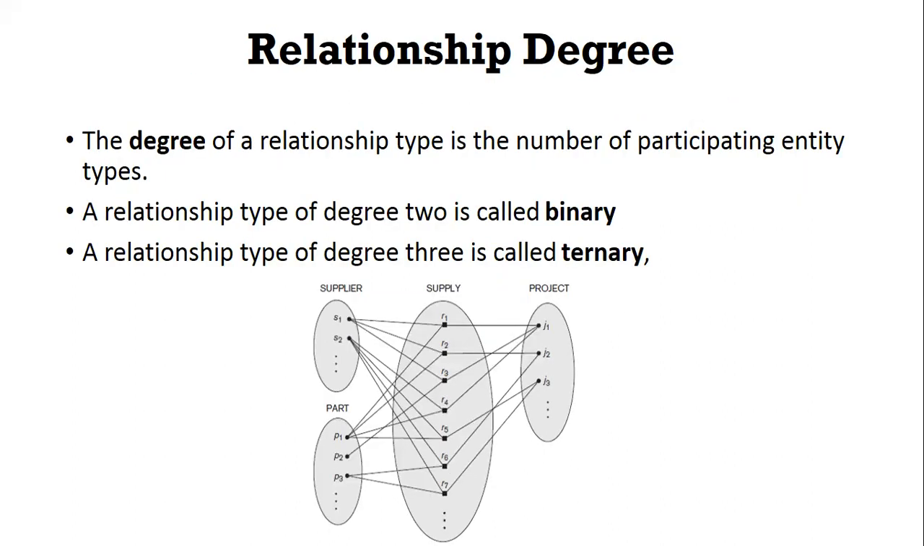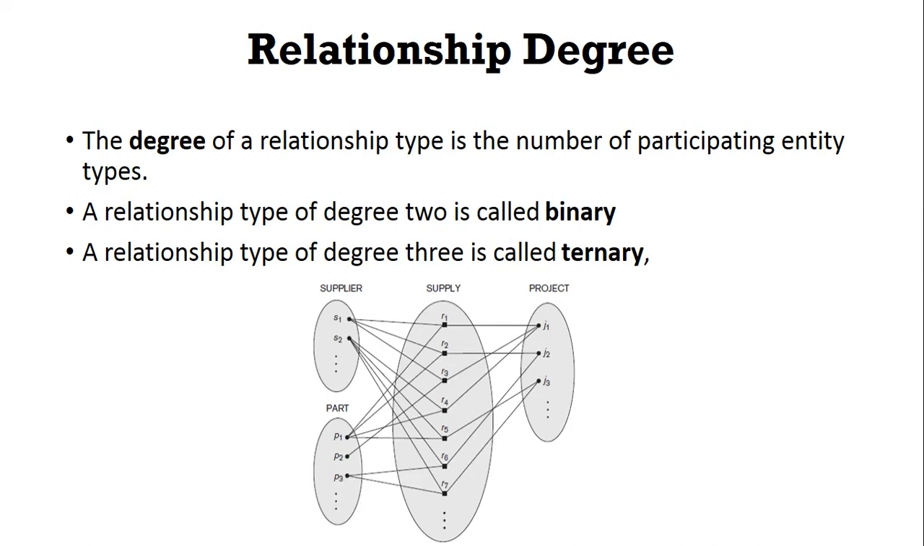The next thing is relationship degree. The degree of a relationship type is the number of participating entity types. A relationship type of degree 2 is called a binary relationship. A relationship type of degree 3 is called a ternary relationship.